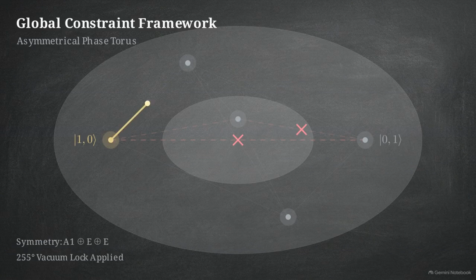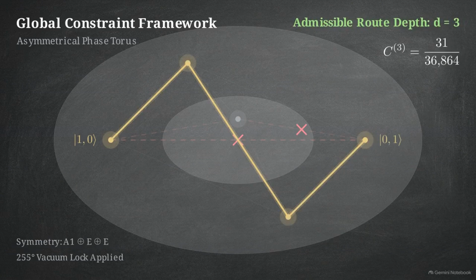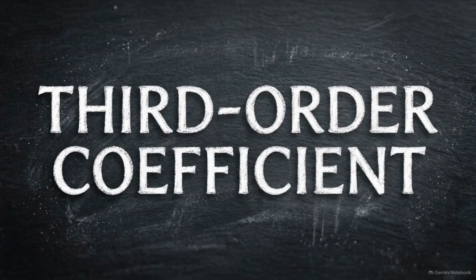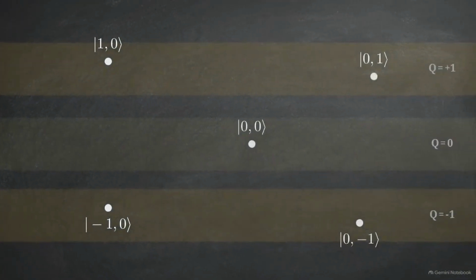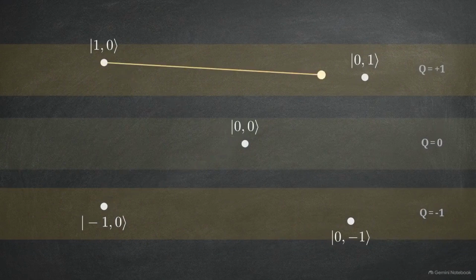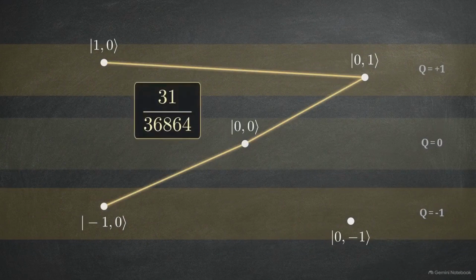A valid transition finally emerges, but only when you calculate a three-step path. This third-order route yields a precise survival coefficient of 31 over 36,864. That highly specific number proves the destination exists. But you can only reach it when the interaction finally yields to the deepest constraints of the geometry.